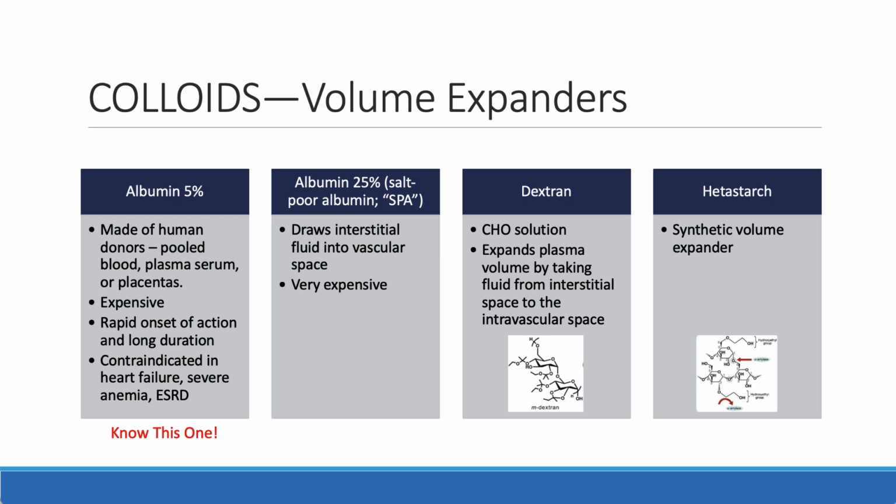Excuse me. Albumin 5% is 250 cc's, comes in a glass bottle. It's from pooled human donors who were giving blood or their plasma or whatever, and they just extract the albumin from it, put it in a bottle, and sell it for $1 million. Really expensive. It has a rapid onset of action, so it works very well to increase the blood pressure and pull fluids in from the extracellular space. But it also is very quickly metabolized.